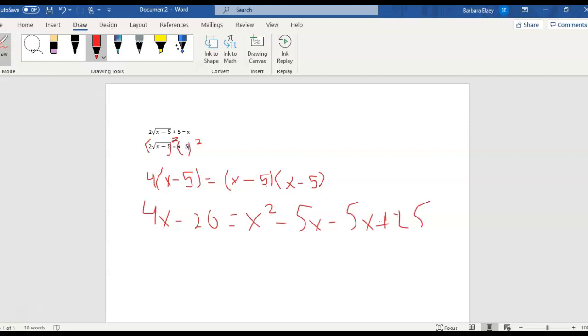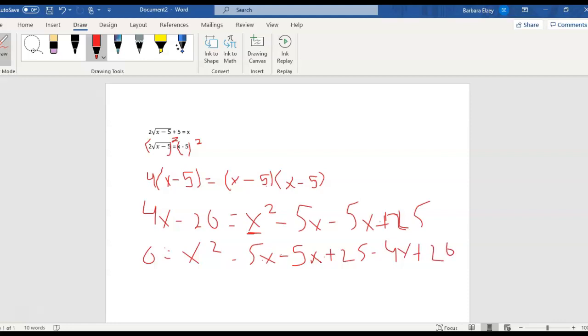I know my 25 doesn't look very much like a 25. There we go. Alright, now let's notice it's quadratic because we have an x squared here. So we need to move everything over to one side and then we'll add like terms. So I'm going to move the 4x and the minus 20 over to the right, and they will change signs when I move them. So I've got x squared minus 5x minus 5x plus 25. Now my 4x will become a negative 4x, and my minus 20 will become a plus 20.